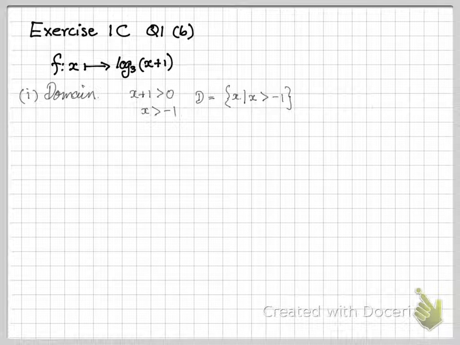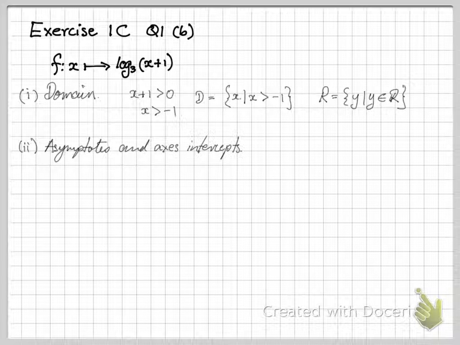Now, already this implies to us that we've got a horizontal translation going on here, because the vertical asymptote is going to be at x equals minus 1. But anyway, going on, the range will be, like it is for any log function, all values of y. So y is an element of R.